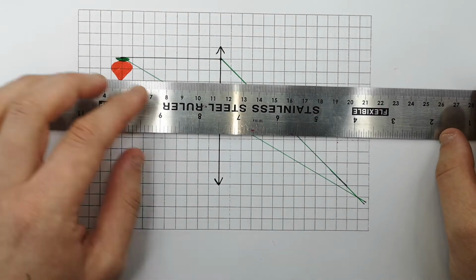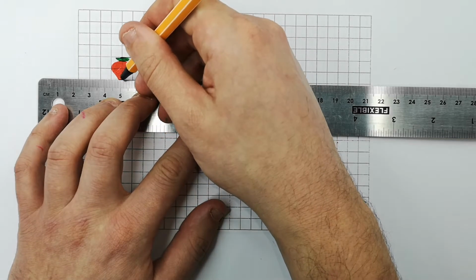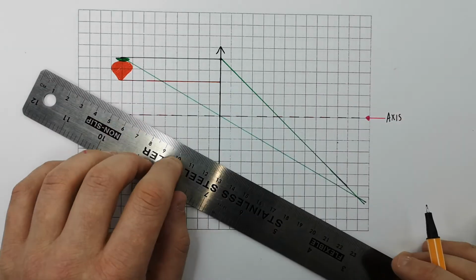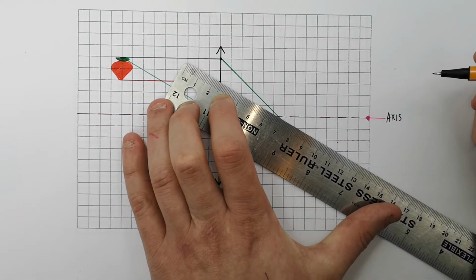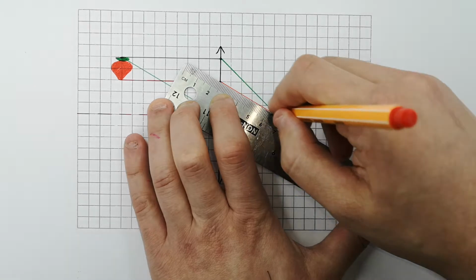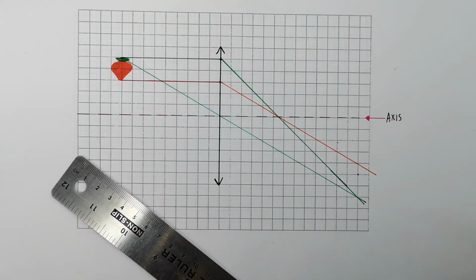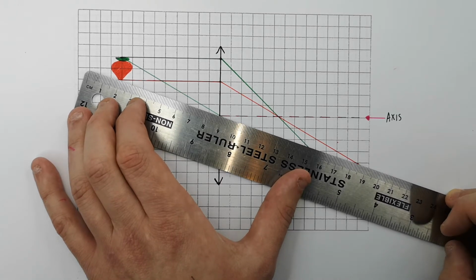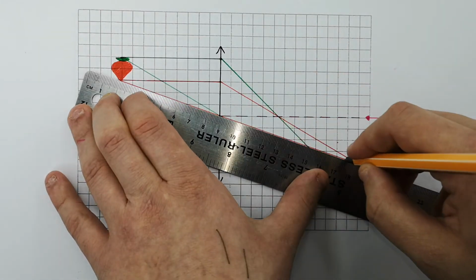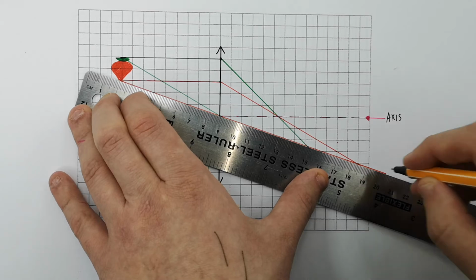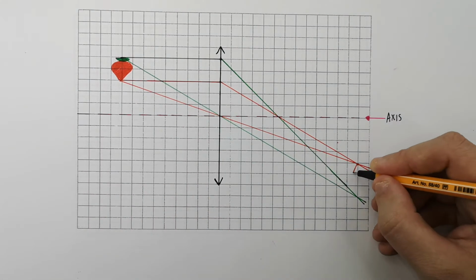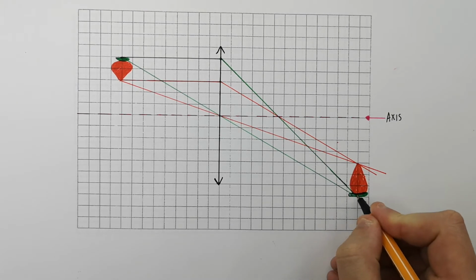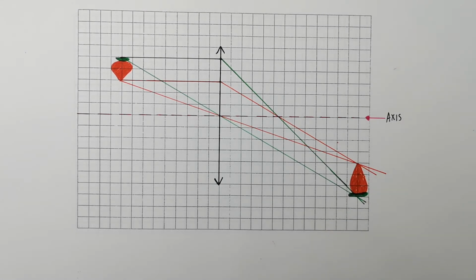You then draw a line parallel to the axis from the bottom of the object towards the convex lens. The refracted ray from a light ray travelling parallel to the axis is going to travel through the far side principal focus. And then you draw a light ray travelling through the centre of the lens. These two light rays from the bottom of the object are going to converge and meet. You can then draw the projected image that has formed on either the screen or the back of the retina. And this here is the image formed.